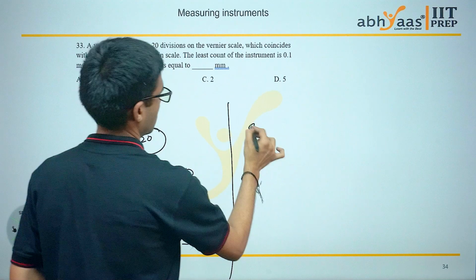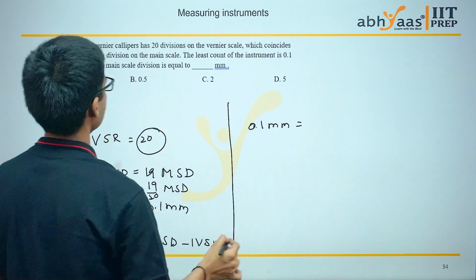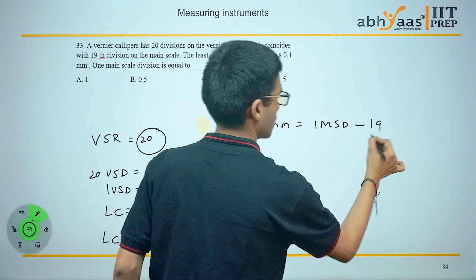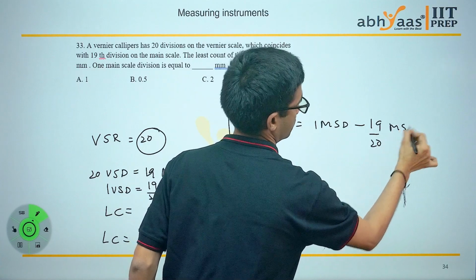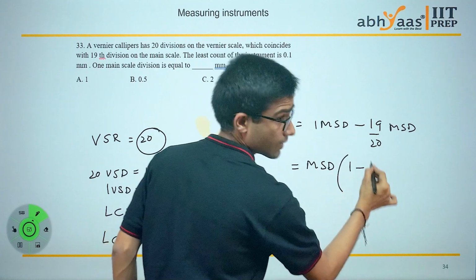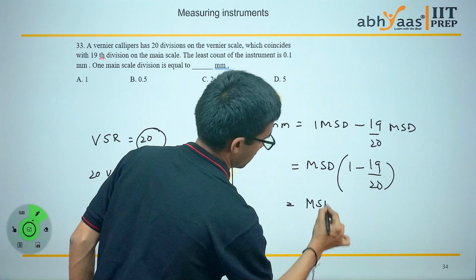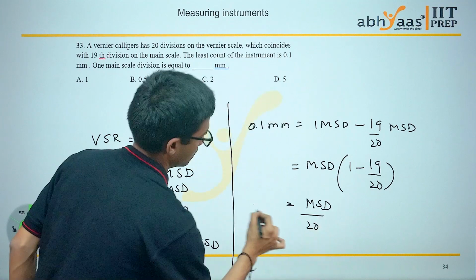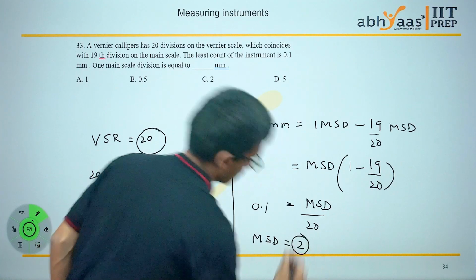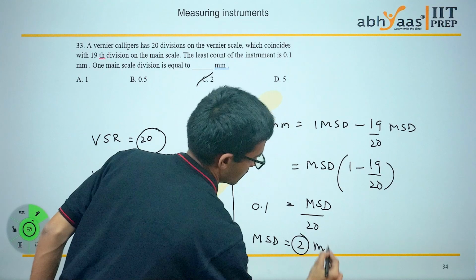The least count is given, that is 0.1 mm, equal to 1 MSD minus 19 by 20 MSD. So if you take MSD common, that is 1 minus 19 by 20. Again you are getting MSD by 20. Okay. So this is 0.1. MSD is equal to 0.1 into 20, that is 2 mm. So 2 mm this is.